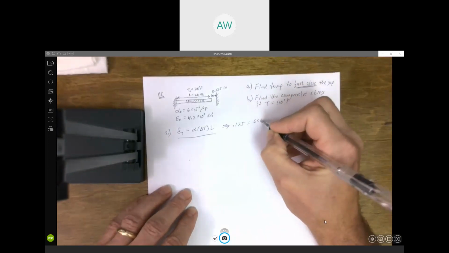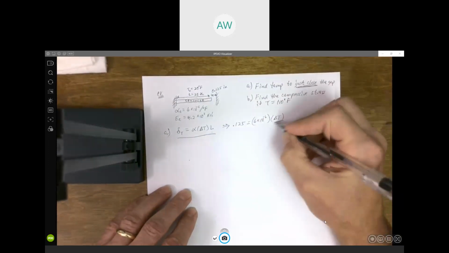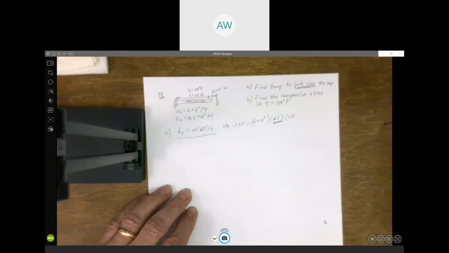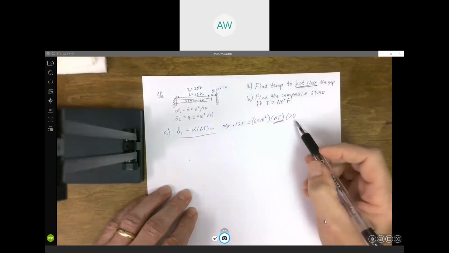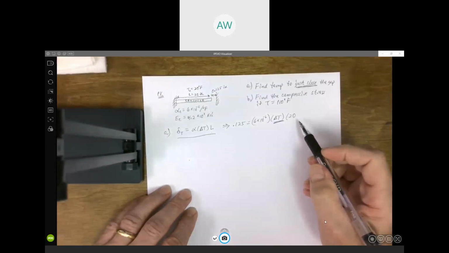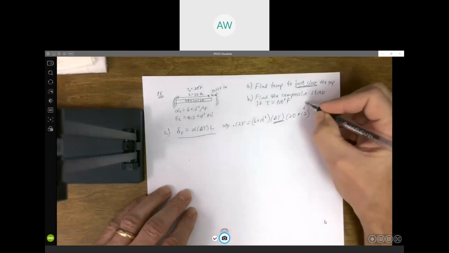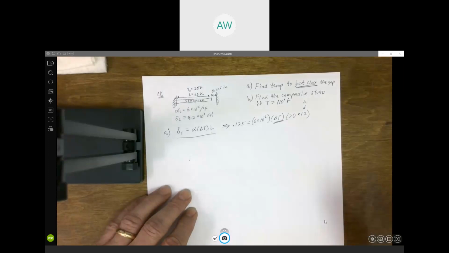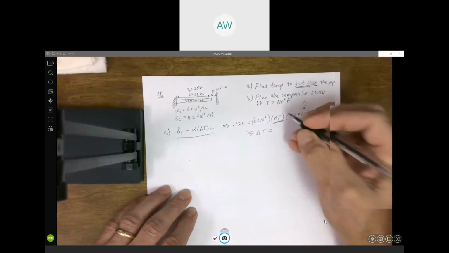So 0.125 equals 6 times 10 to the negative 6, delta T, that's what we're going to solve for, and the length is 20. Be careful with units here, because if you notice, these are inches, 20 is feet. So we need them both in feet, or both in inches. So I'm just going to multiply this by 12. And again, the reason for that is I want this to be in inches. This side is already in inches. And solve for delta T. And I got 86.8 degrees.